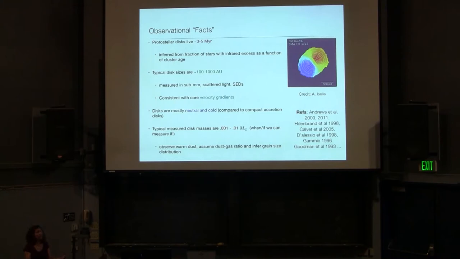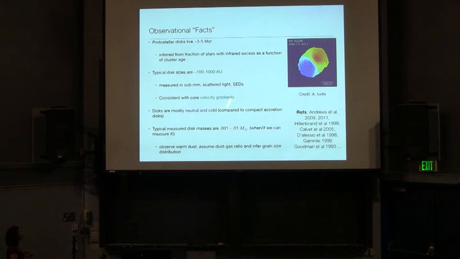At these stages, the typical sizes physically are anywhere between 100 to 1,000 AU. This is measured, again, both in submillimeter, when you're actually resolving the disk using interferometers, sometimes in scattered light. So if you've seen those Hubble proplyds, where you have a disk that is illuminated by the background light, and then you see the disk shadow absorbing it. And then also using the spectral energy distribution, where we take a spectrum at different wavelengths and then, based on the temperature of the dust grains, infer the radii of the disk.